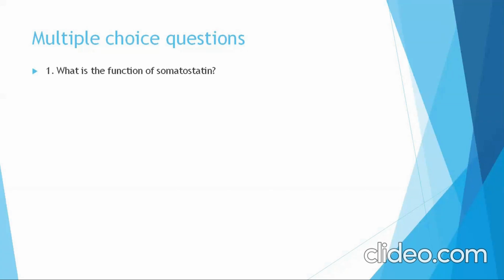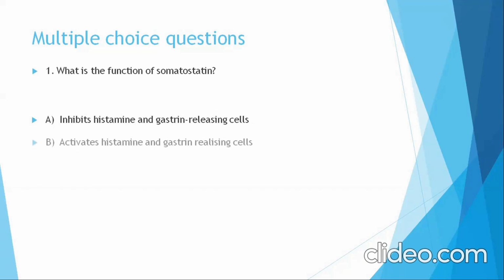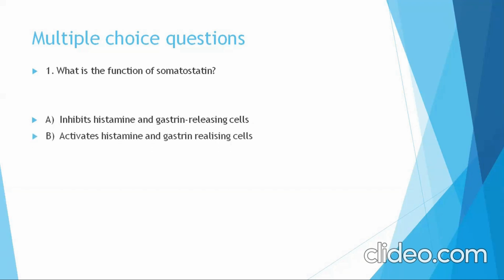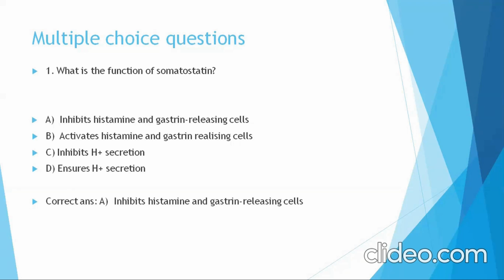Dear students, now I will go through multiple choice questions for anti-ulcer activity. The first question is, what is the function of somatostatin? The options are: inhibit histamine and gastrin releasing cell, activate histamine and gastrin releasing cell, inhibit histamine and its secretion, ensure histamine and its secretions. The correct answer is option A, that is inhibit histamine and gastrin releasing cells.